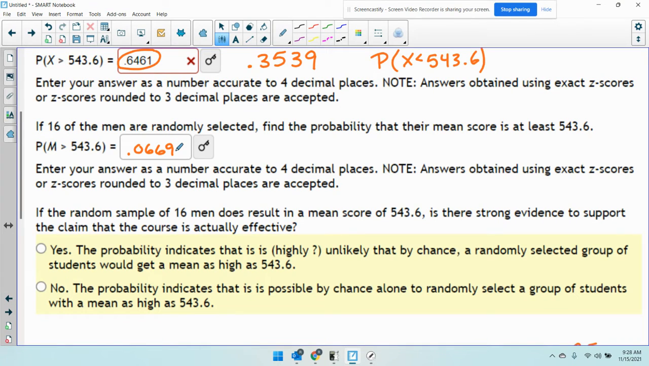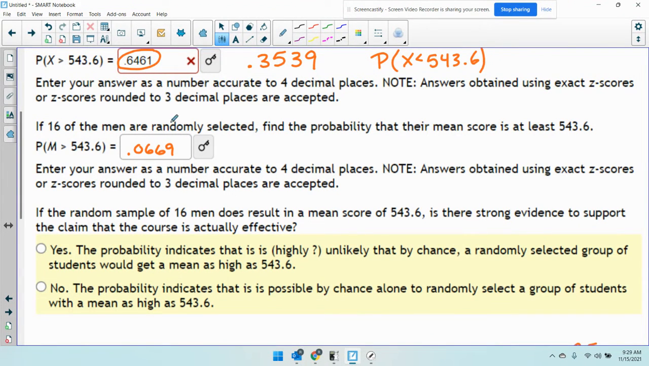Okay, if the random sample of 16 men does result in a mean score of 543.6, is there strong evidence to support the claim that the course is actually effective? So this says if I pick 16 men, their average score is 543.6. So what are our choices? Yes, the probability indicates that it is highly unlikely that by chance a randomly selected group of students will get a mean as high as 543.6, or no, the probability indicates that it is possible by chance alone. So do we believe this is a reasonable chance?